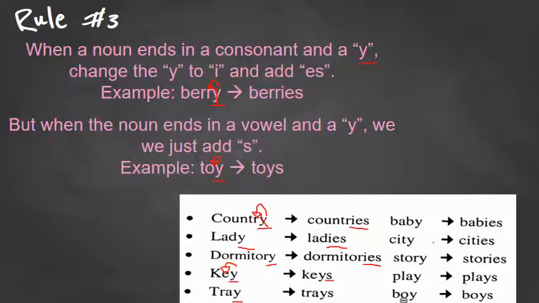Tray, also the same. It ends with y. Before the y I have a vowel letter a, so I have to just add s. Baby, babies. City, cities. Story, stories. Play, plays. Boy, boys.